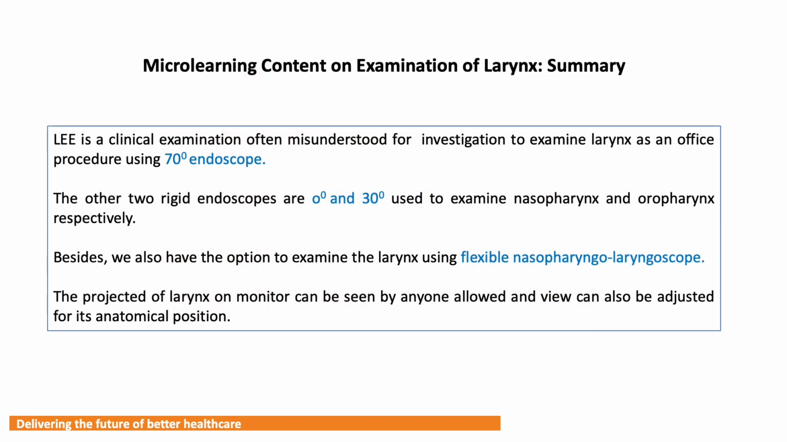In summary, laryngeal endoscopic examination is a clinical examination which is often misunderstood by students as if it were an investigation like gastroscopy. The other two rigid endoscopes are 0 degree and 30 degree, used to examine the nasopharynx and oropharynx respectively. Besides, we have the flexible nasopharyngoscope or nasopharyngolaryngoscope, which can also be used to examine the structures in the larynx which cannot be examined using the rigid endoscopes, for reasons like in children or elderly patients.